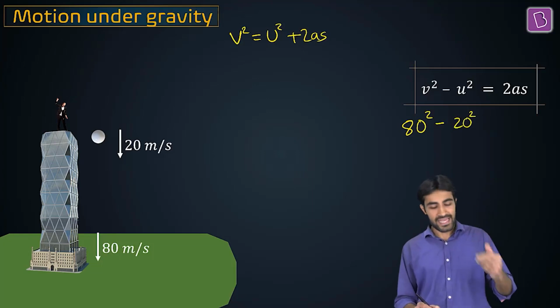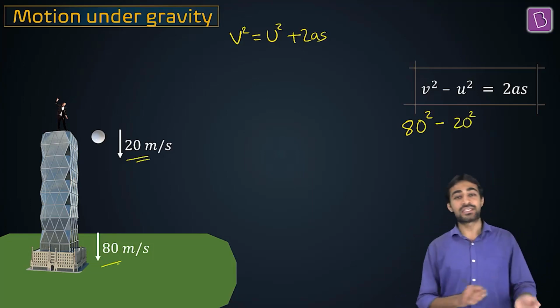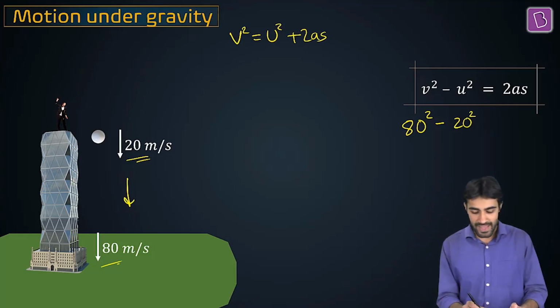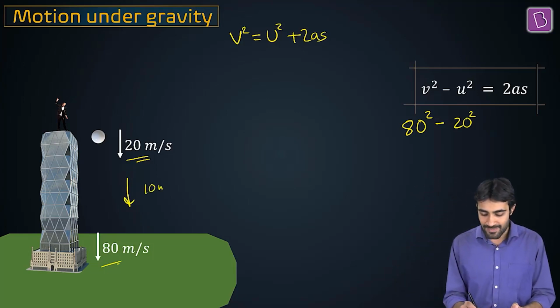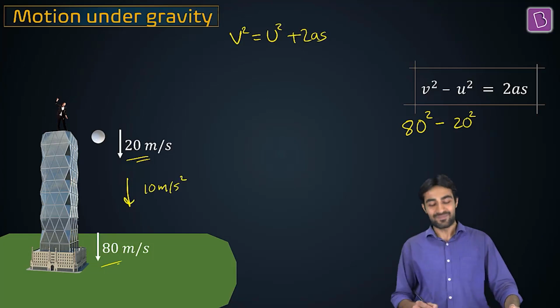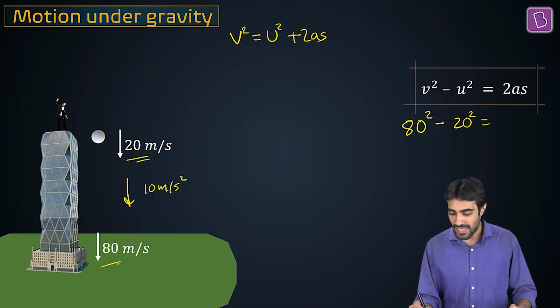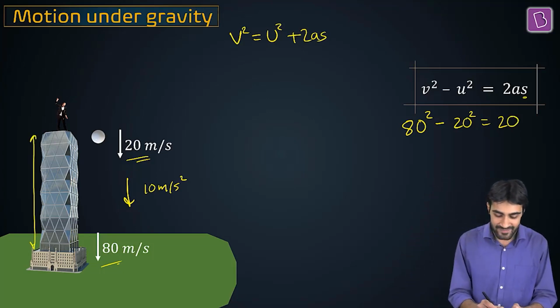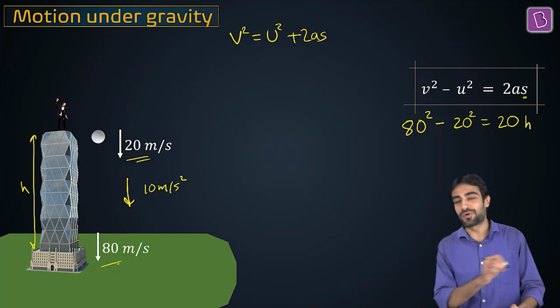And you can see in the direction of this velocity, we have the acceleration. Acceleration is also in the downward direction and its value is 10 meter per second square. Okay, so let's put the value of a as 10. So we have 20 times s. What is s? s is the height of the tower. So let's put H over here.